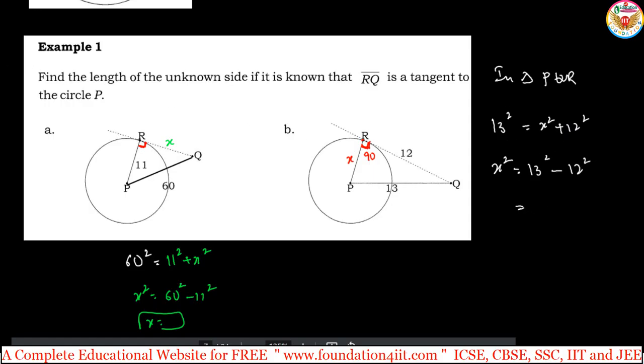We can use the a squared minus b squared formula here also. Like 13 plus 12 into 13 minus 12. The a squared minus b squared formula: a plus b into a minus b. So this is 25 times 1, so 25. x is equal to 5. Right? If it is a Pythagorean triplet, you'll get the accurate value.